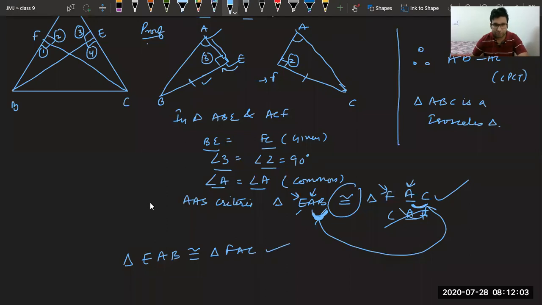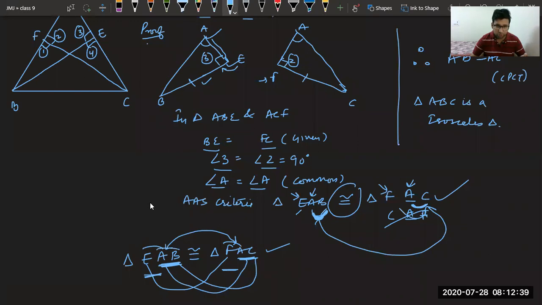The name was correct. Now you can observe AB is coming at second and third position, and AC is coming at second and third position. That means they both are corresponding sides. Similarly, EA and FA are corresponding sides. I hope, Vaishnav, it is clear to you. The positions make them corresponding. So you can say angle E equal to angle F, angle A equal to angle A, angle B equal to angle C. They all are corresponding. Similarly, EA equal to FA, AB equal to AC. You have to look for the position.